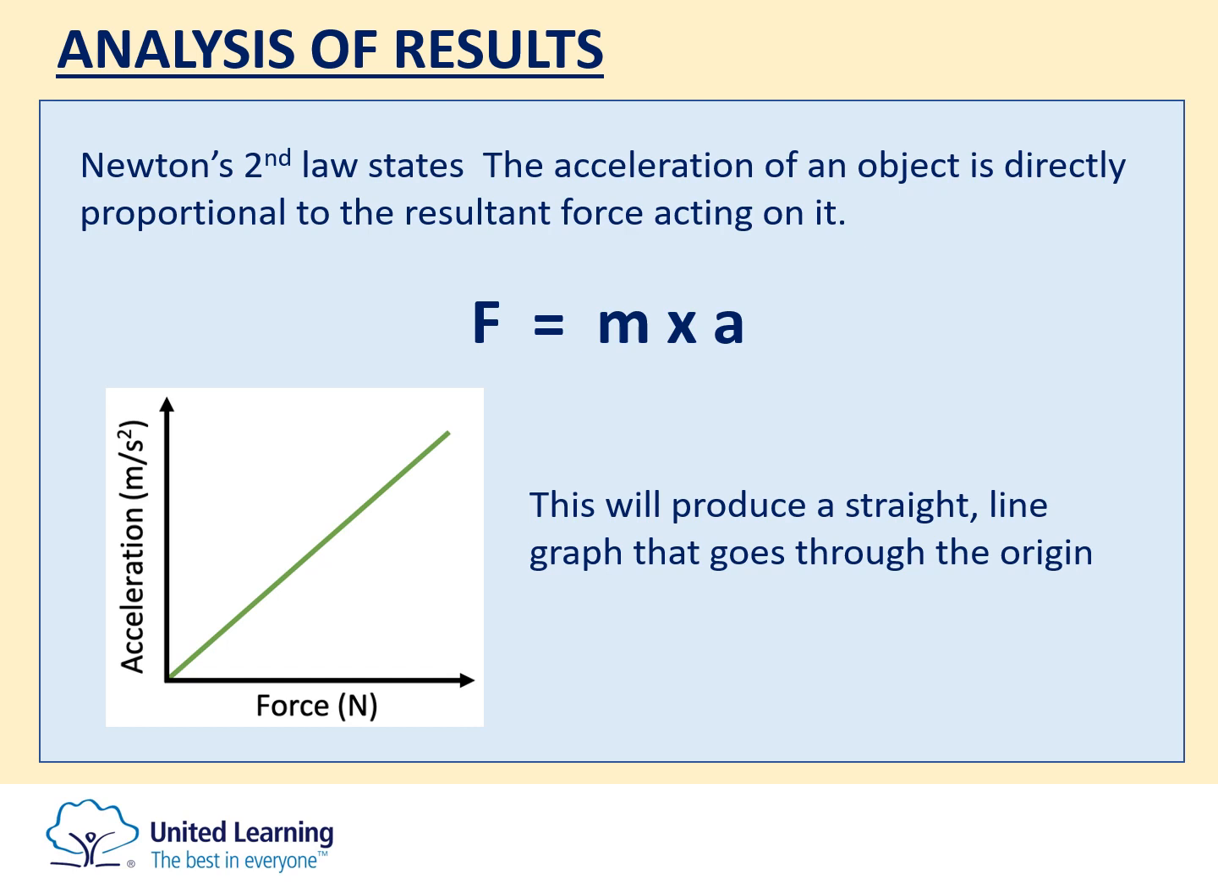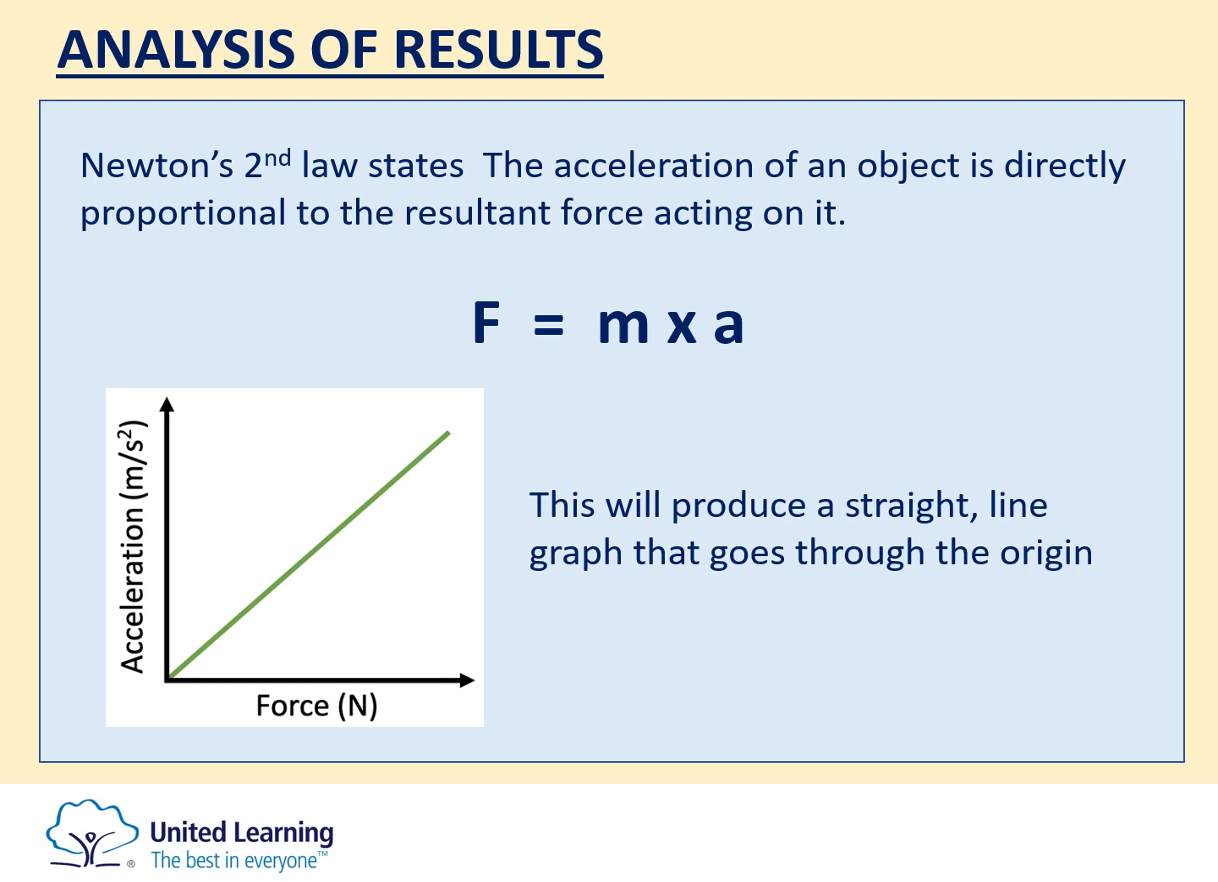Now, you should recall Newton's second law and the equation for Newton's second law, F equals m times a, force equals mass times acceleration. The acceleration is therefore directly proportional to the resultant force that is acting on it. And anytime you have a relationship that is directly proportional, you should find that you get a straight line graph that goes through the origin, as you can see here. When there's no force being applied, there is no acceleration, the trolley doesn't move. And as you increase the force, the acceleration increases in a linear way.